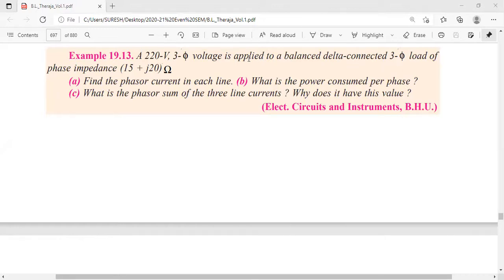V phase. VL is equal to V phase. That is equal to 220 volts. Is this the phase impedance or line impedance? Phase. Z phase. They are giving Z phase is equal to 15 plus j20. Okay, I will draw it on the board.